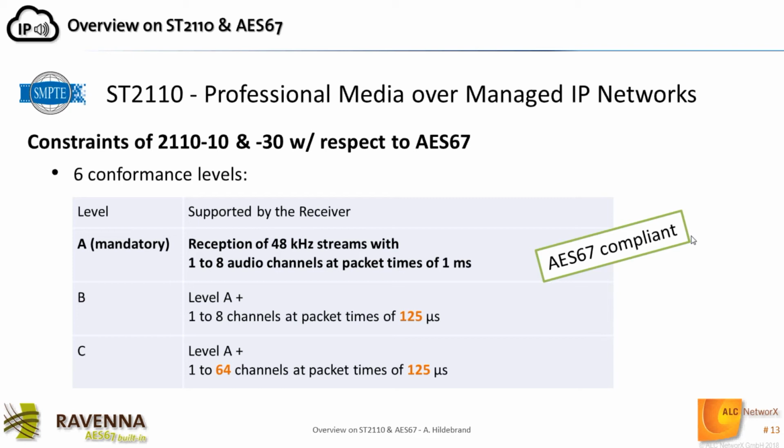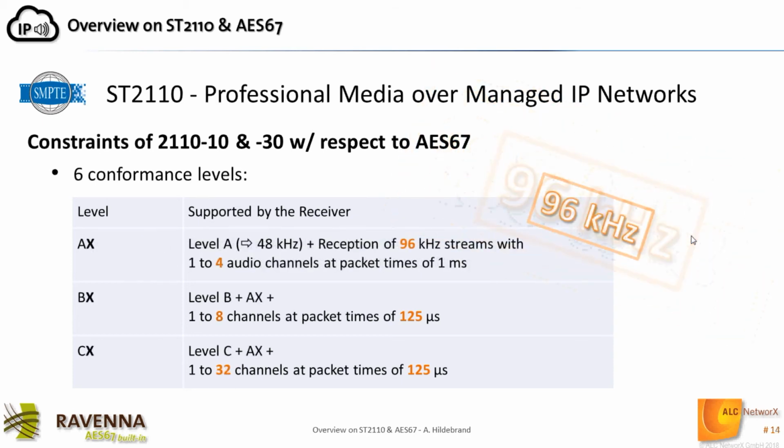And then, since the SMPTE folks come from the video production side, they were also concerned about 96 kilohertz, which is quite often being used in some of the productions. And so they defined levels A, B, C as optional conformance levels, basically in the same way they defined the levels A, B, C, but for 96 kilohertz this time. So we have 6 conformance levels, A, B, C, AX, BX, CX, which deal with 48 and 96 kilohertz, and the number of channels and the packet times. And the message is the only mandatory conformance level is conformance level A, which is fully compliant, fully in line with what is being defined in AES67.